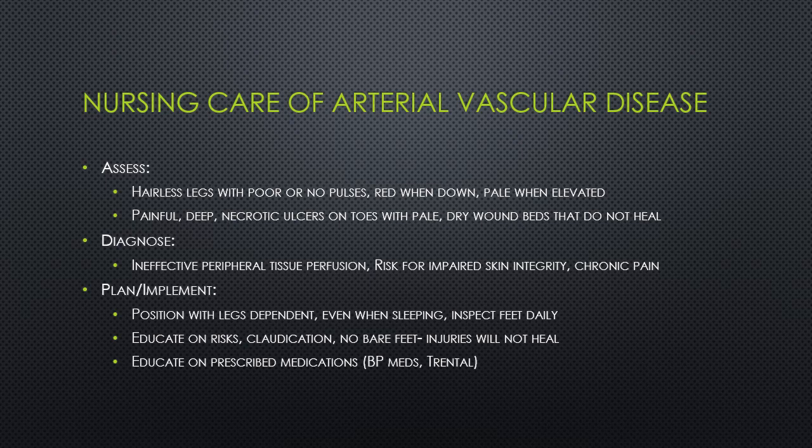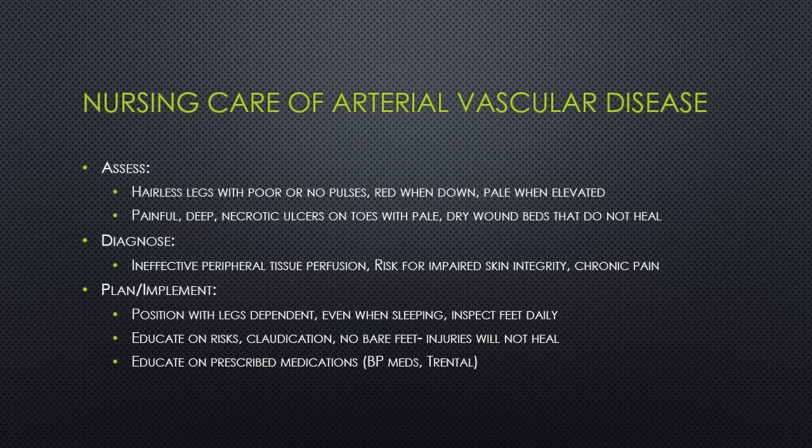So going back to arterial, when we are assessing the patient with arterial vascular disease, again, applying our nursing process, the first thing we're going to do is look at them and notice that they have those hairless legs, poor or no pulses, rubor when dependent, pallor with elevation, painful deep necrotic ulcers on the toes or the ends of the feet, pale dry wound beds, really not healing.